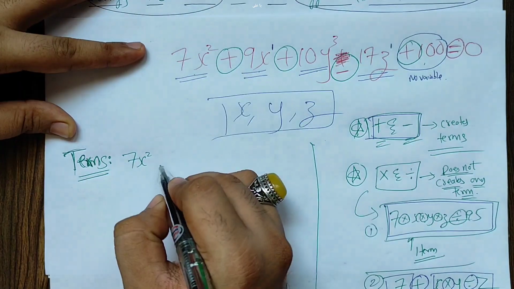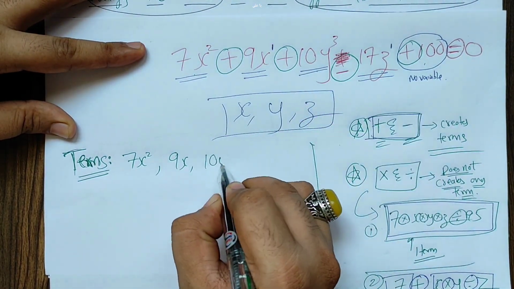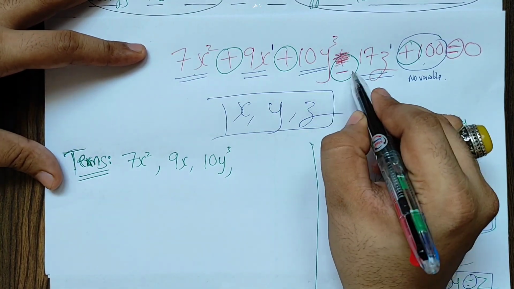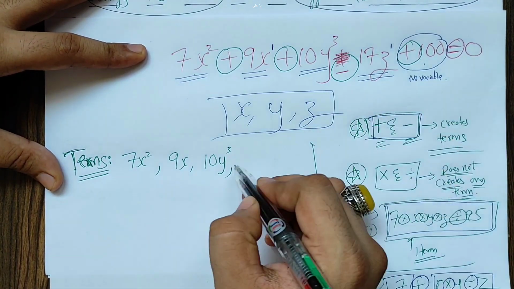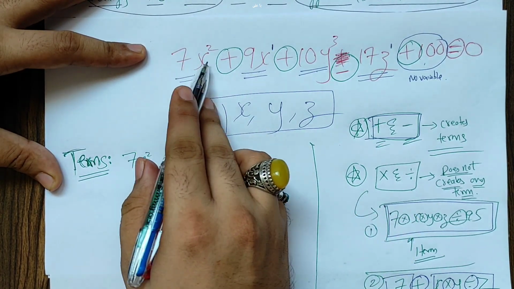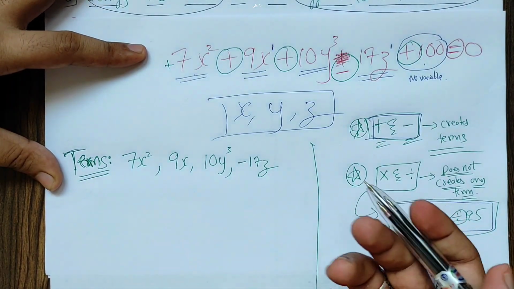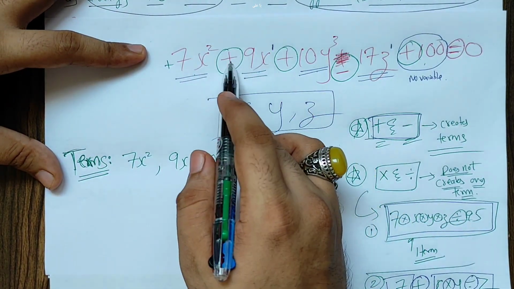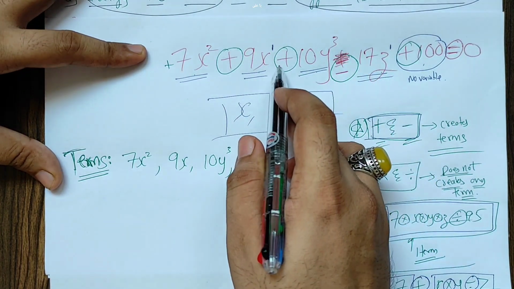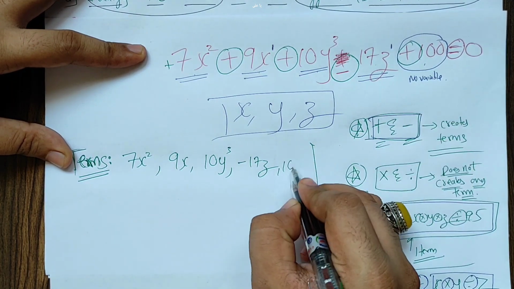Okay, so what are the different terms over here? 7x square, comma, 9x, comma, 10y cube, comma, pay attention, here it's minus 17z. So I'll write here minus 17z. In front of 7x square there was nothing, which means by default it's plus, but we never write plus. By default it's always plus. The sign of 9x is plus, but we need not write it. 10y cube, by default it's plus. It's minus 17z. Okay, and here it's 100.